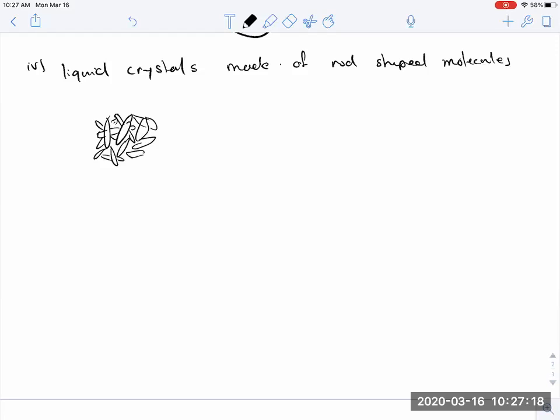If there is no order in either their centers of mass or their directions, you call this phase isotropic. It's like a liquid of rods. At higher densities, liquid crystals will point all in the same direction.